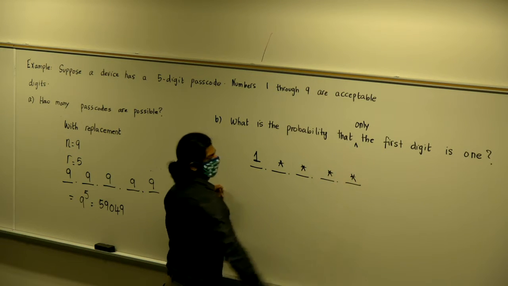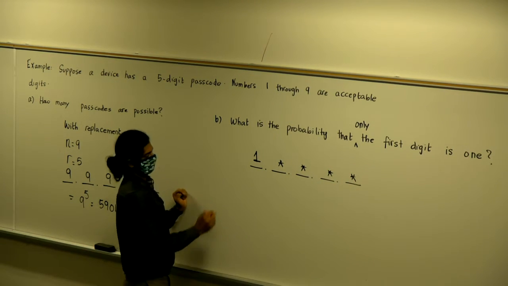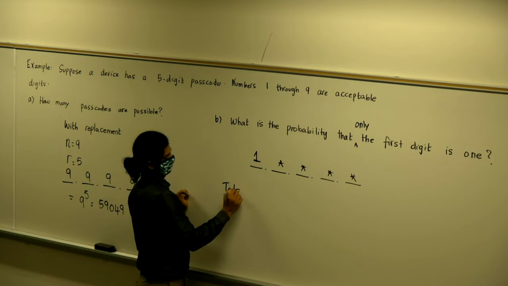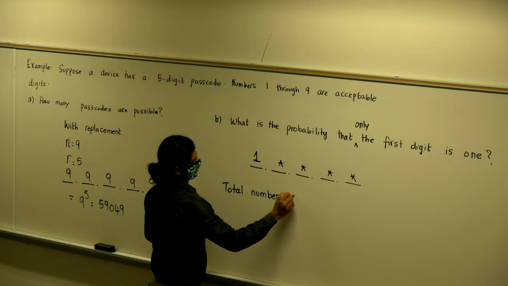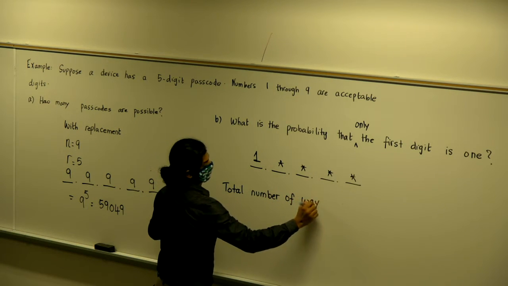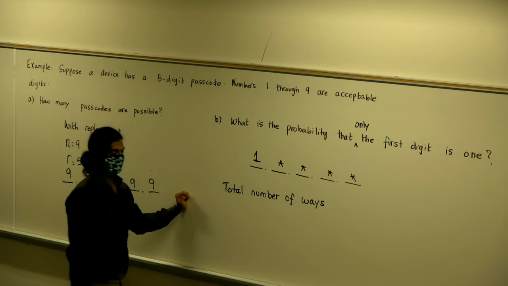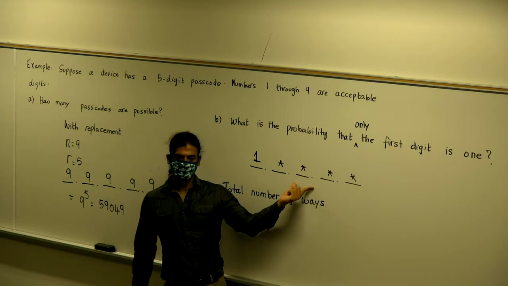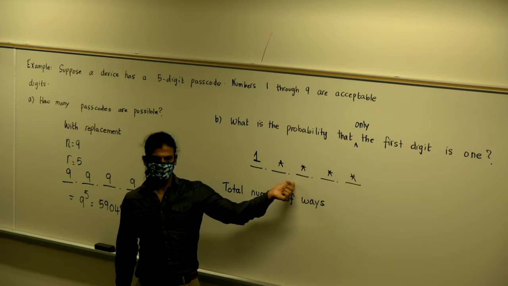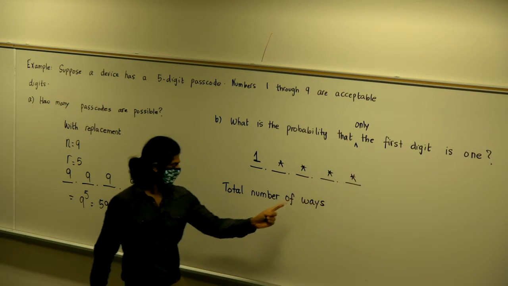Wouldn't it be NPR that we would have to use for this? Because at least for the first one, since we can't replace the 1. No, because I can do NPR for this part with n equals 4, but we can't do it for the entire thing.